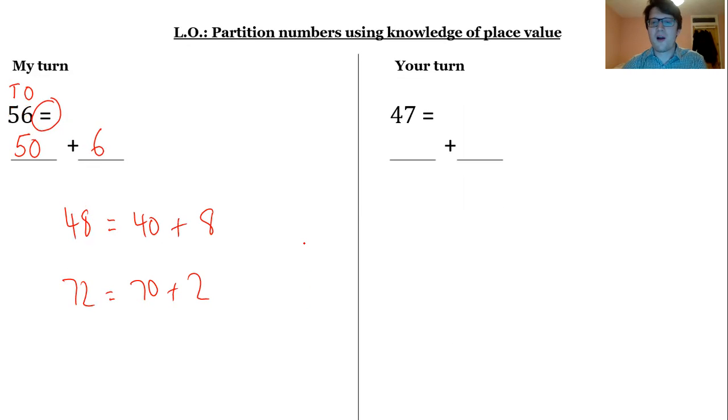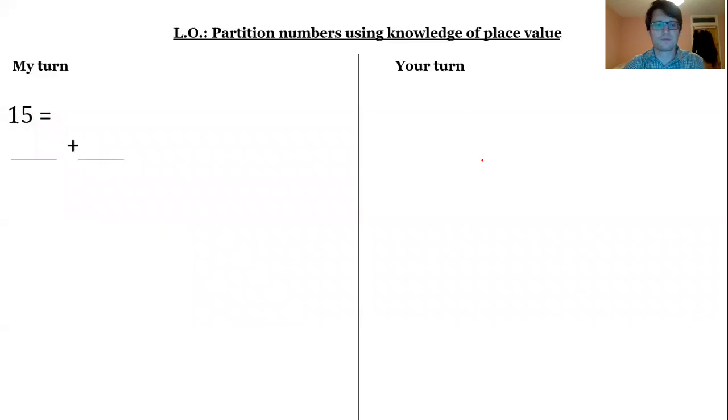So you're going to have a go now, have a go at this one, pause the video, come back when you're done. So hopefully you got it with this one. Again, if you think about our tens and our ones, we've got 40 and 7.